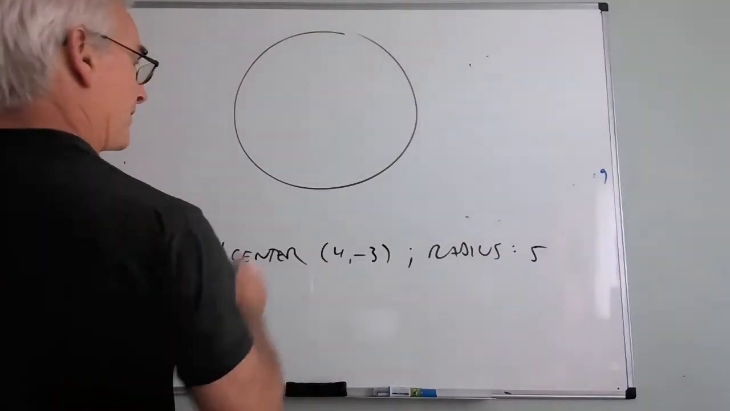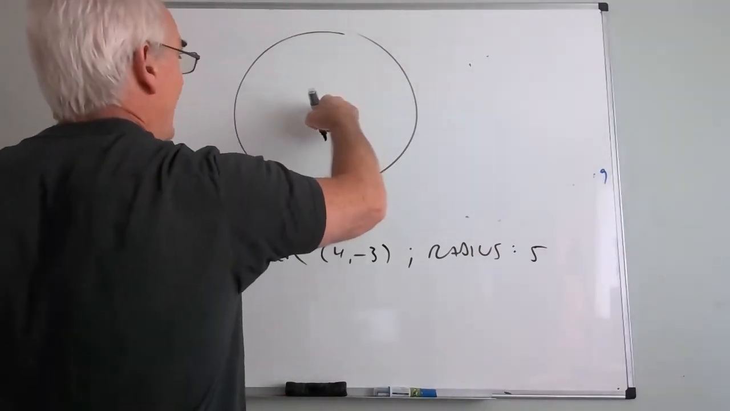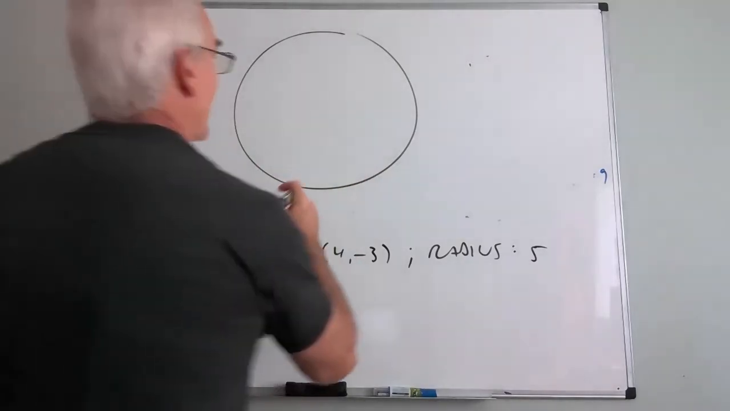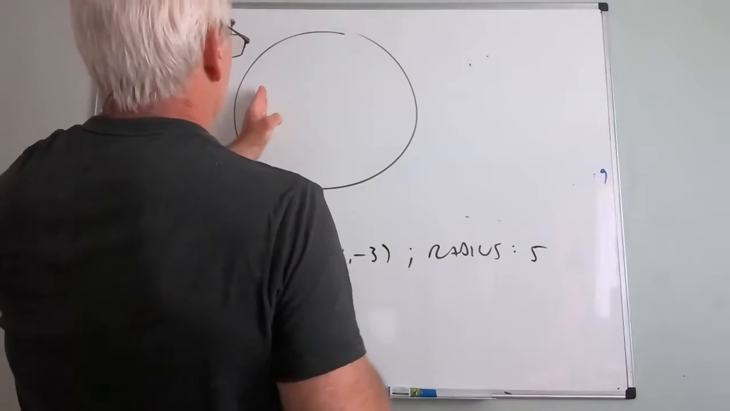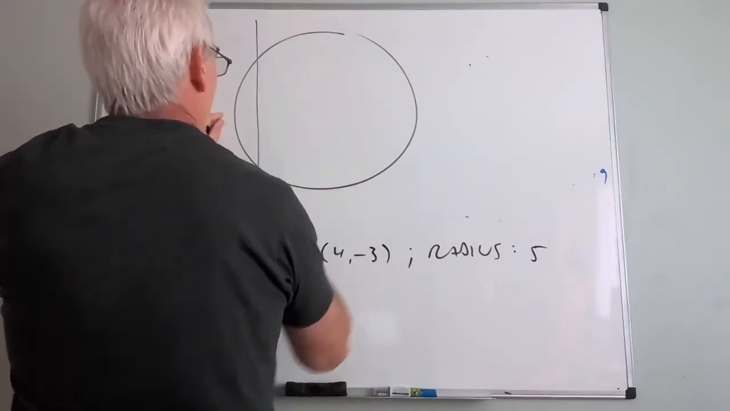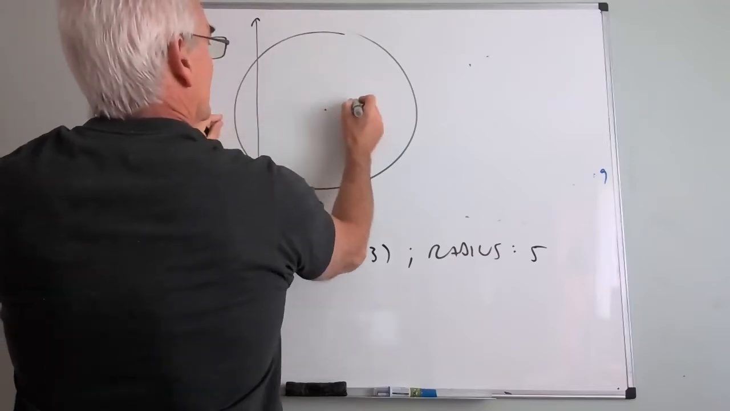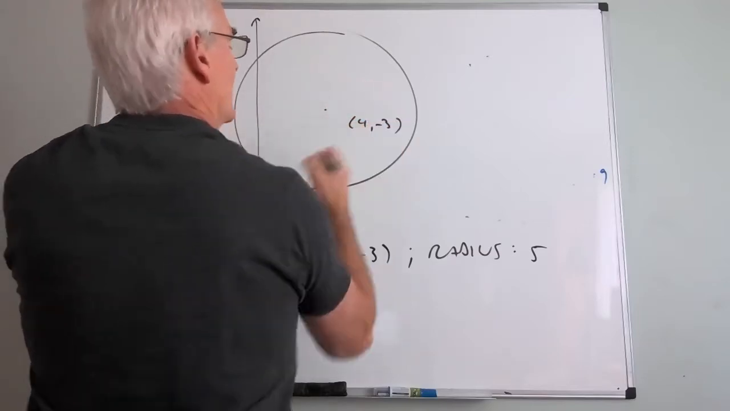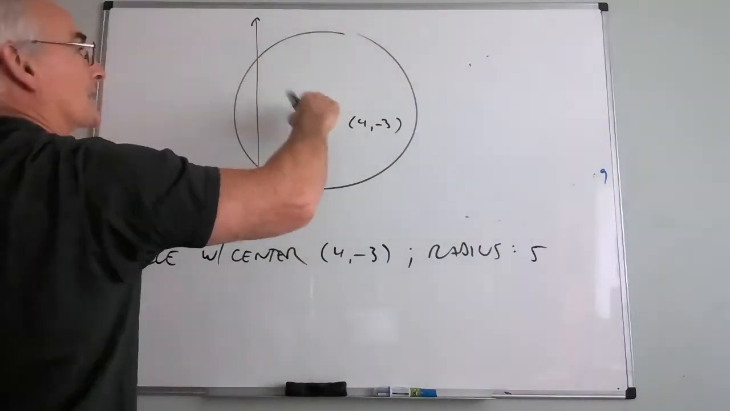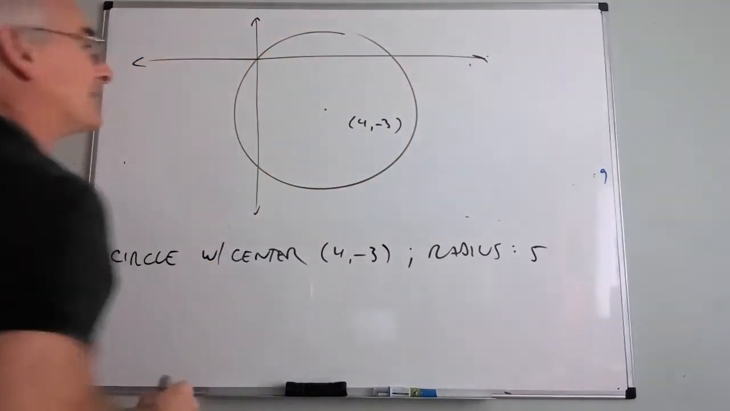We said the center was at (4, -3), which would mean, if the circle's radius is 5, then 4 units over would mean it's 5 from here to here. So the y-axis must pass kind of like that. Okay, everybody can see that? We said this is (4, -3), but that means this is 3 units below the x-axis. So the x-axis must actually be doing something like that.